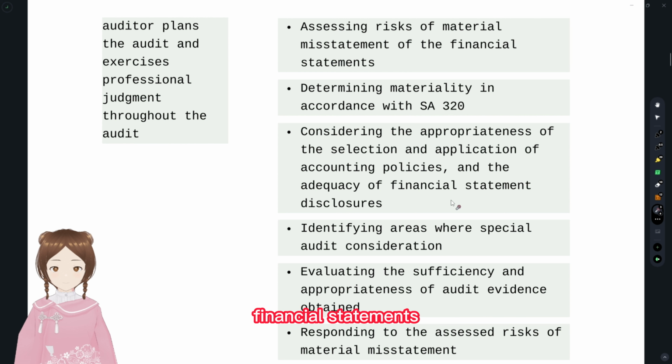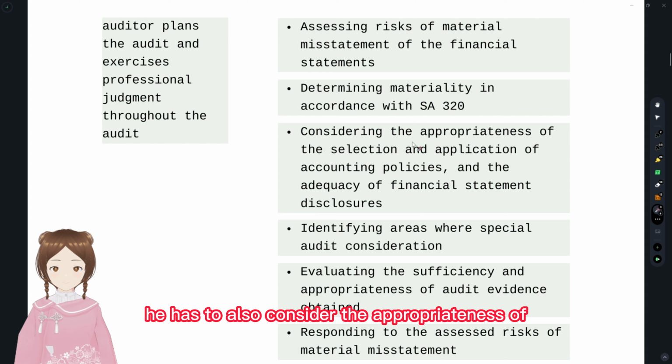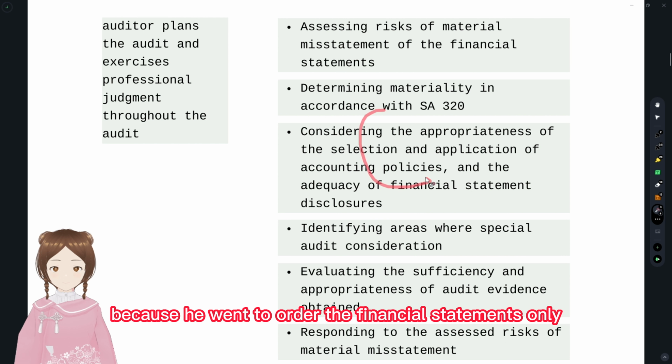While doing that, what does he have to check? Financial statements were prepared by management through their applicable financial reporting framework, which consists of accounting policies and accounting estimates, right? He has to also consider the appropriateness of selection and application of accounting policies and the adequacy of the financial statement disclosures. Why does he have to check that? Because he went to audit the financial statements only.